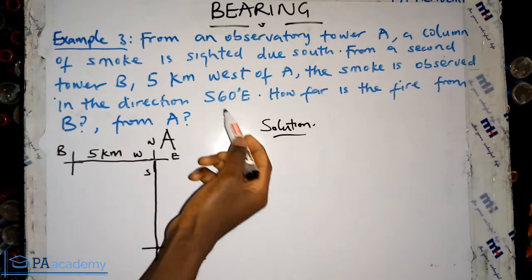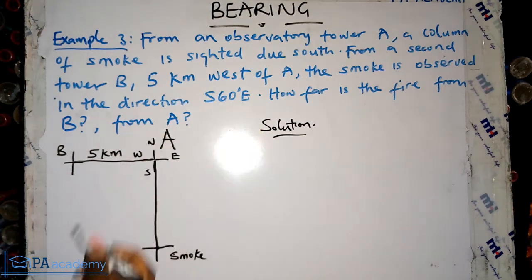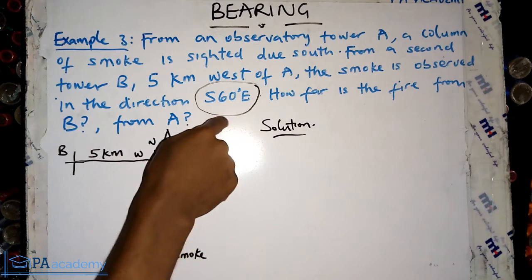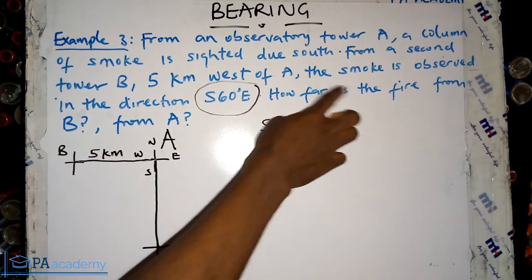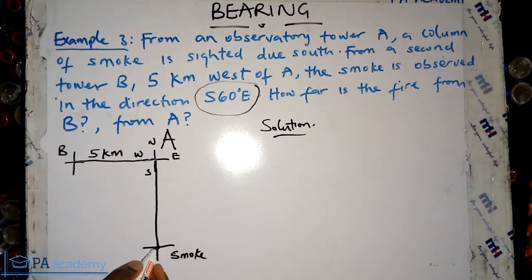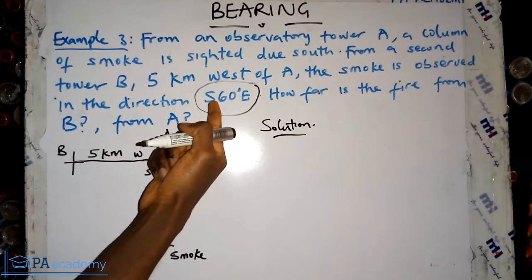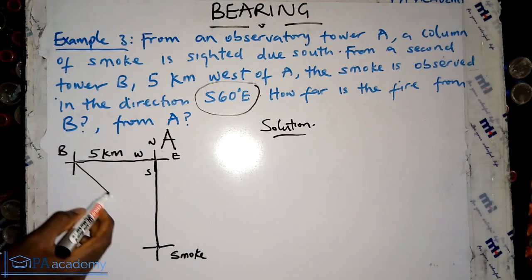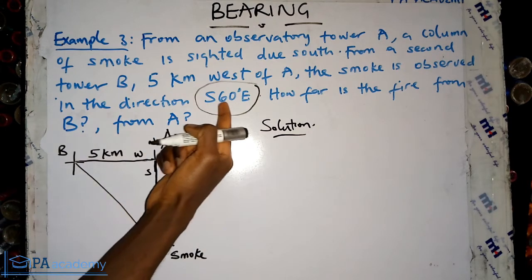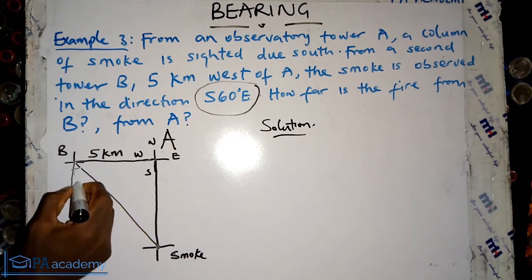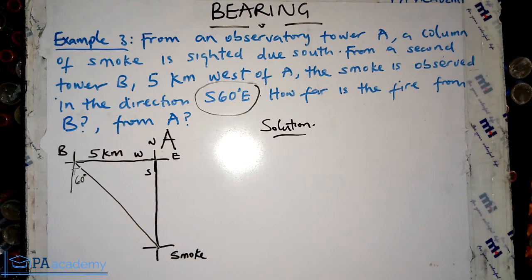Now the smoke is observed in the direction south 60 degrees east. I've explained it when we were looking at direction, so if you look at the first part of this video, you will find how to get south 60 degrees east and how to interpret it. So let's come back. The smoke is observed in the direction south 60 degrees east. That means from this point B, the smoke is observed at an angle of south 60 degrees east. So this south 60 degrees east is this angle here. Let me draw this. That means this angle here is the 60 degrees. That is what south 60 degrees east represents.